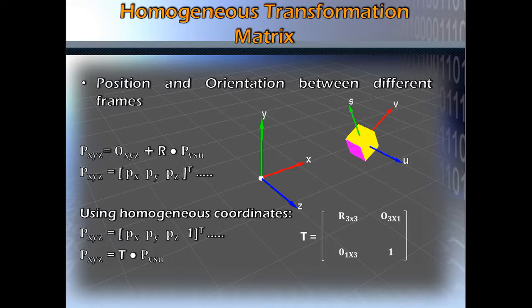So, let PVSU be any point expressed with respect to the frame VSU. PVSU is the vector positioned in the frame VSU that identifies every point of the cube with respect to the origin of the frame VSU. From the previous lesson, we know that the rotation matrix allows us to transform vectors between two different frames.